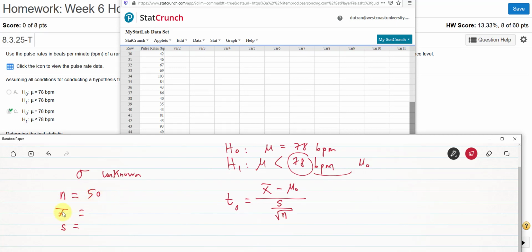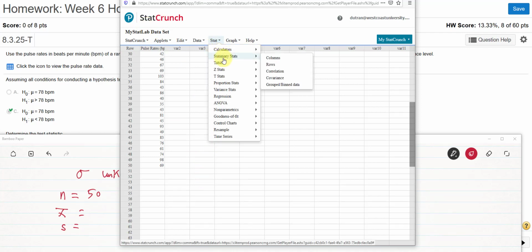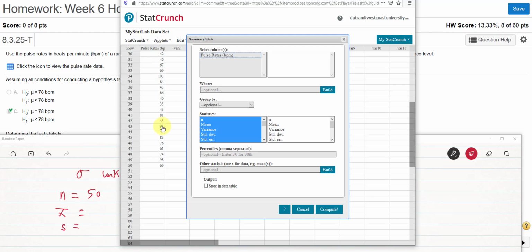Now the sample mean x bar, you add all of them together and then divide by 50. And then the sample standard deviation, you can use the formula for the standard deviation. But we don't have to do those by hand. We can just use StatCrunch to help us. So go to Stat, go to Summary Stats, and click on Columns, because your data right here is in a column. Now we are picking the pulse rate column, because this is the column that stores all of your values. And then you just have to click compute. Make sure you select all the statistics that you want to compute, which is the sample size, the mean, the standard deviation, and so on.